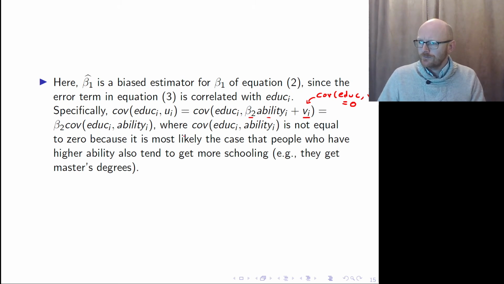So here you can say that the covariance between education and ability is not equal to 0, because it is most likely that people with high ability also more easily get more education. Okay, and that would be you who are taking master's degrees, and probably you have high ability as well, right?